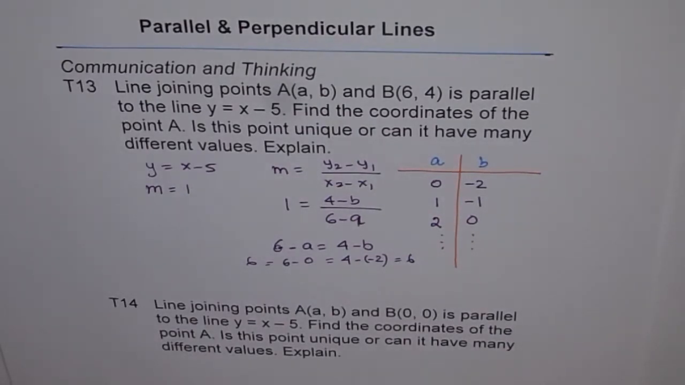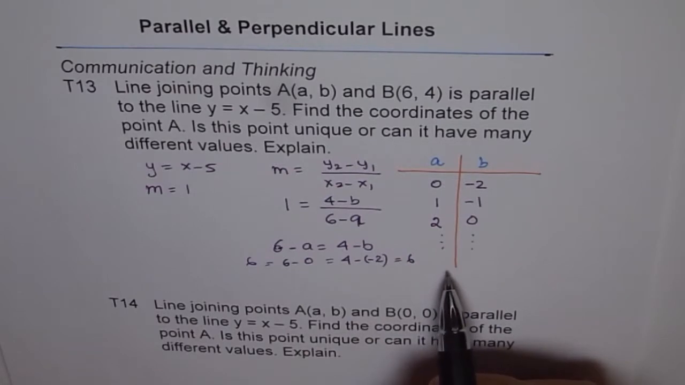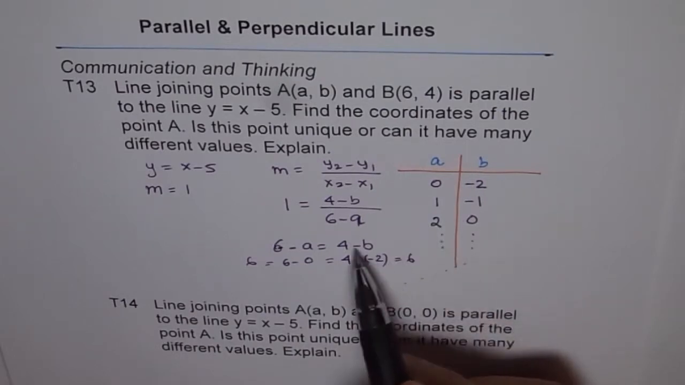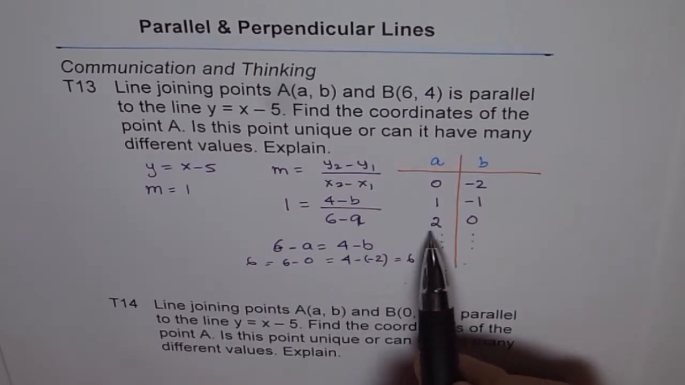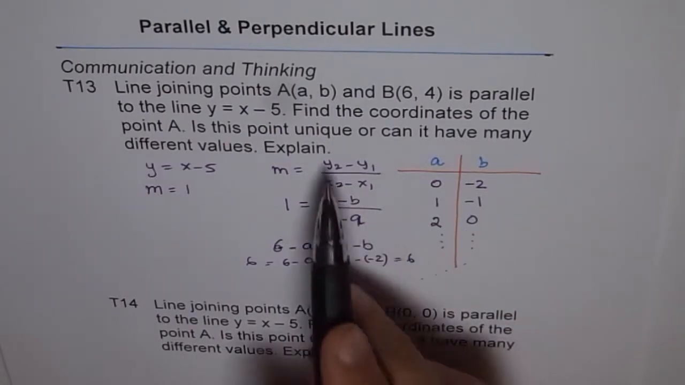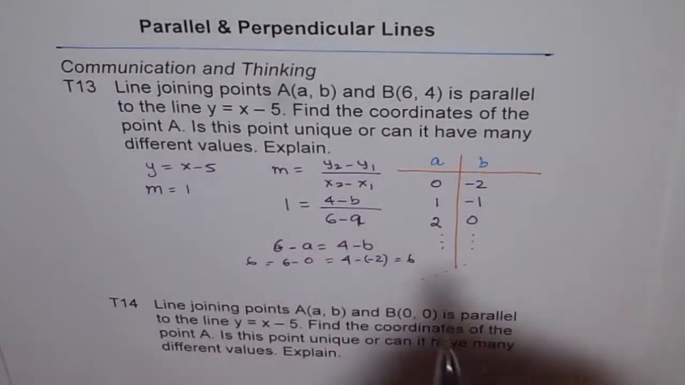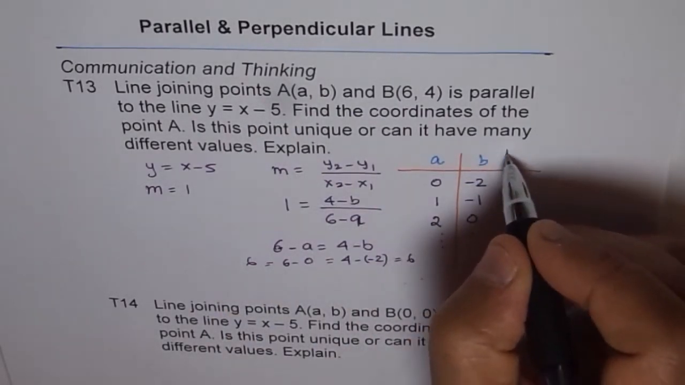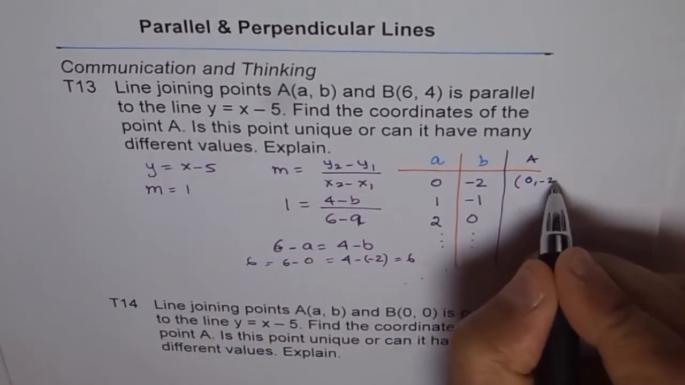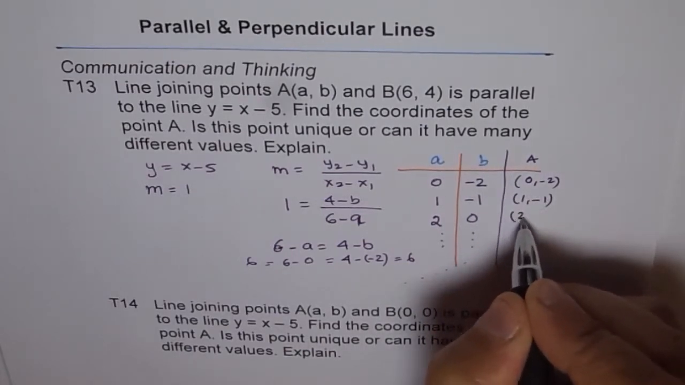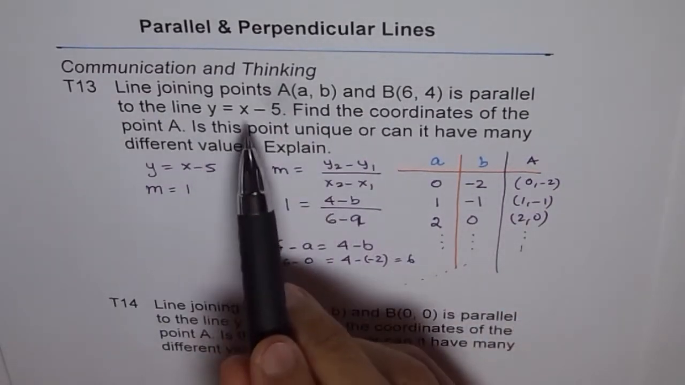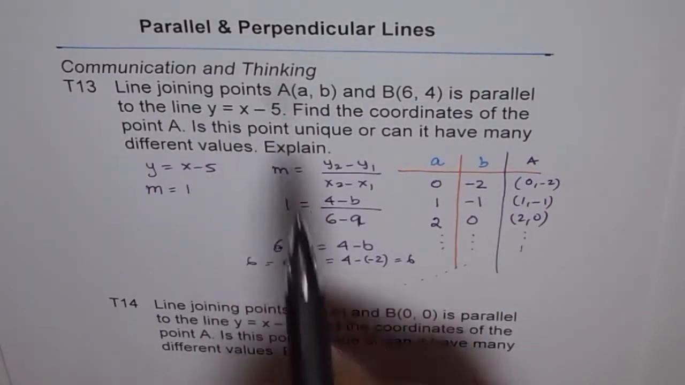Why is it so? It is so because a line has infinite points, correct? So all the points on that line will satisfy this equation, and those points are related like this. Do you see that? So that is our answer. So the point A could be, let me write down the coordinates for point A: (0, -2), (1, -1), (2, 0), like that. So many points of A will satisfy this slope equation, correct?